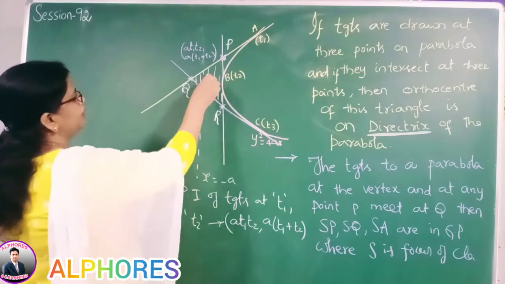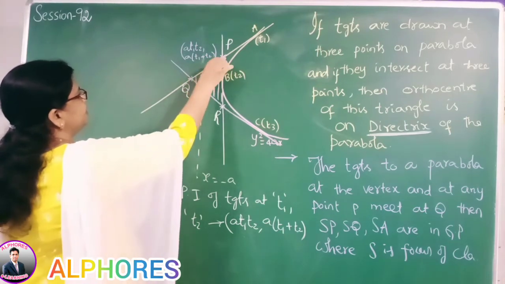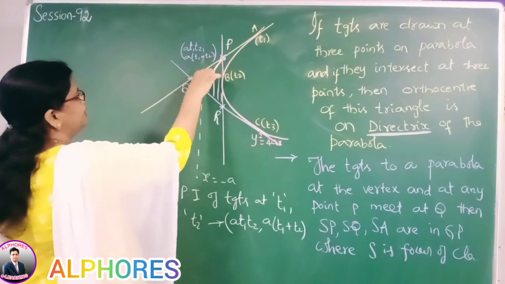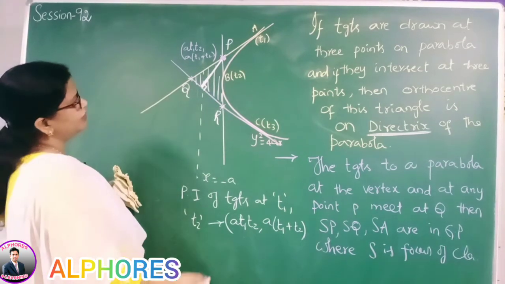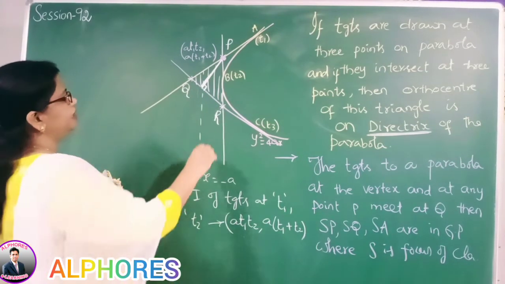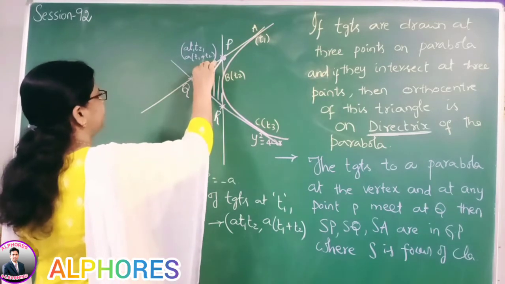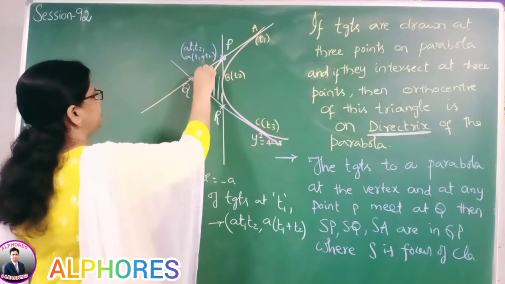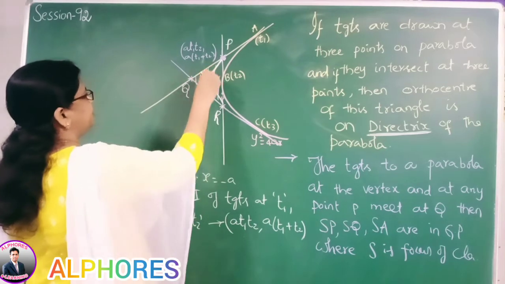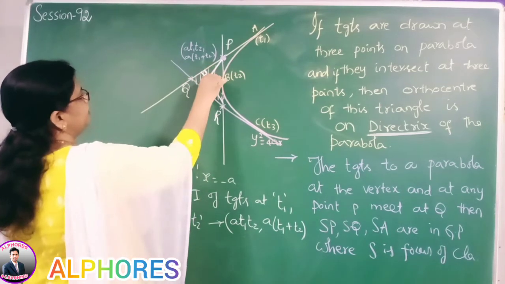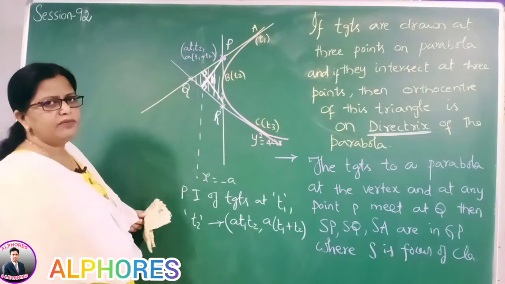Orthocenter is nothing but, if you take an altitude from the vertex onto its opposite side, so this is one altitude. In the same way, take another altitude, suppose drawn from R, from another vertex onto the opposite side. Now this point of intersection is nothing but our orthocenter. So orthocenter means point of intersection of altitudes.